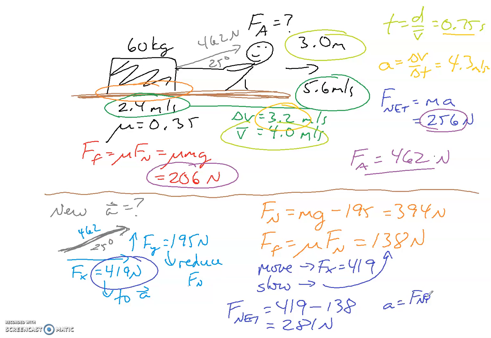Now that I have the net force, I can find my acceleration. Acceleration would be the net force divided by the mass. So the mass hasn't changed. So we have an acceleration now of about 4.7 meters per second squared.